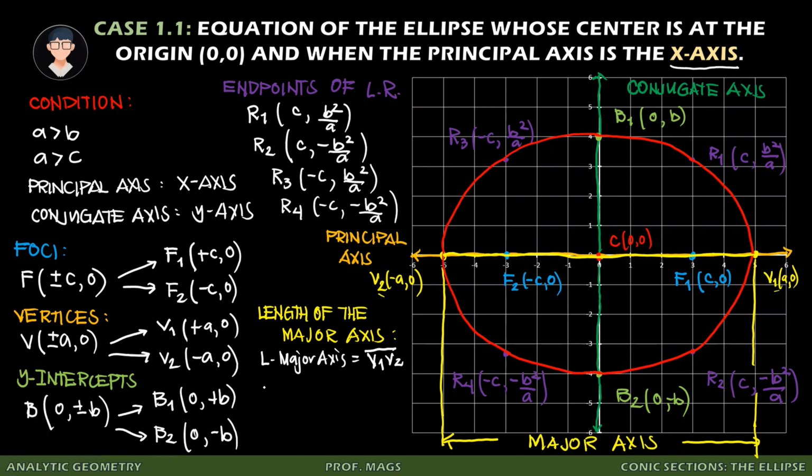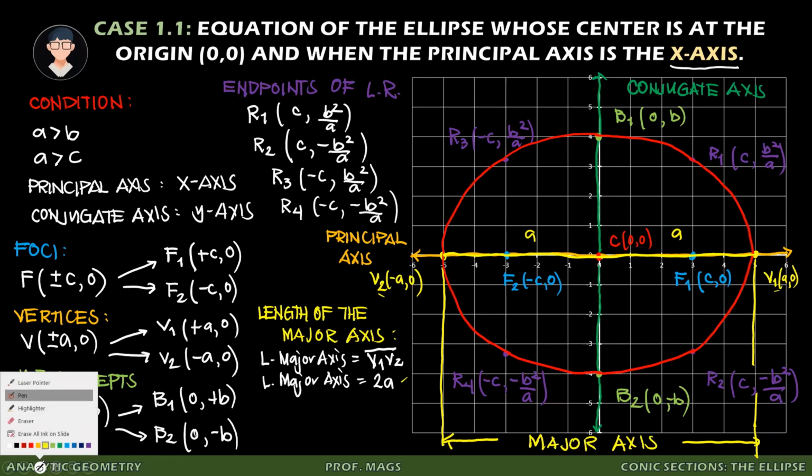And the formula to get that is L dot major axis is equal to B sub 1 and B sub 2. So we get 2A. So itong length nito, from the center to B sub 1, we have a value of A. And from the center up to B sub 2, we also have a value of A. If you're going to get the sum of this, A plus A is 2A. So that is the length of the major axis.